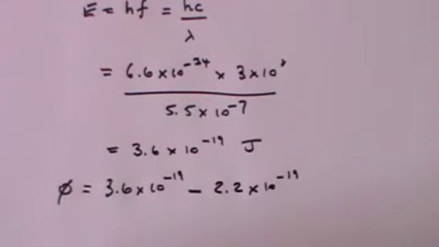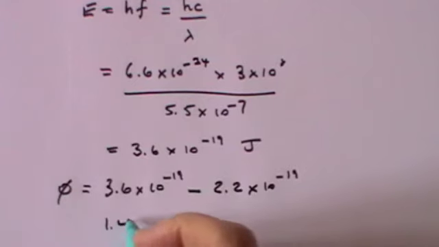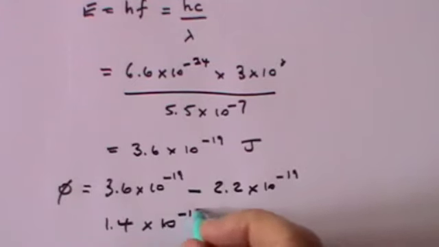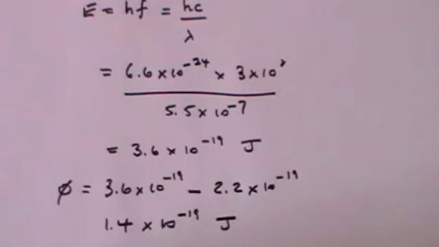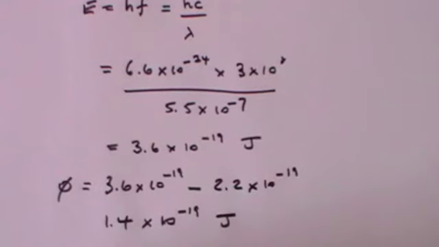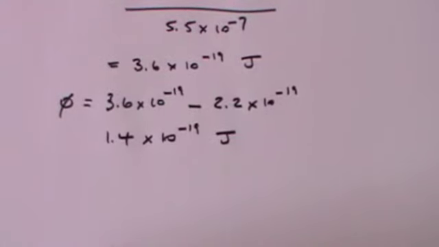And that is going to be 1.4 times 10 to the minus 19 joules. So the work function was 1.4 times 10 to the minus 19 joules. The photon had to give that much energy in order just to get the electron out, and any surplus energy comes out as kinetic energy. Now we're asked, what is the maximum wavelength that would still get an electron out of that metal?